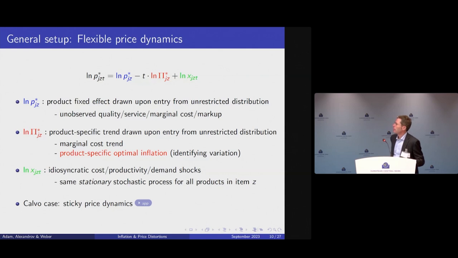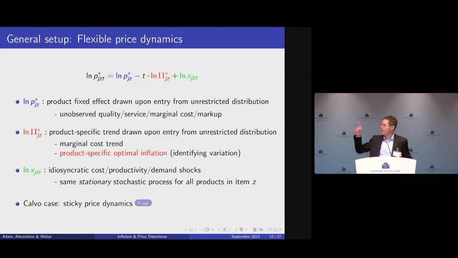Now, the second component, that's the red one, that's a product-specific trend. Again, it's drawn upon entry of the product. And that's a marginal cost trend in terms of structural bits. So you could think the firm comes into the market, starts producing its product, but gets more productive in the course of time of producing that product. So it learns how to produce that product better. And that gives a trend in the marginal cost of the product.